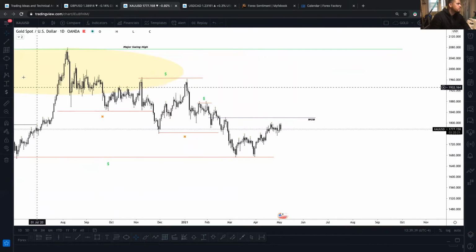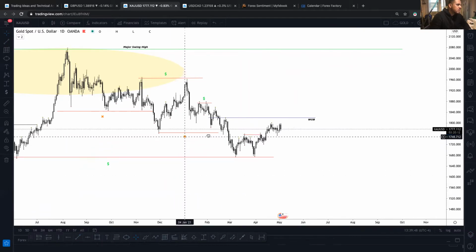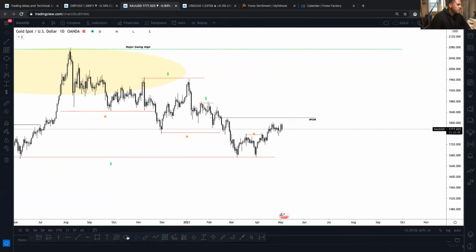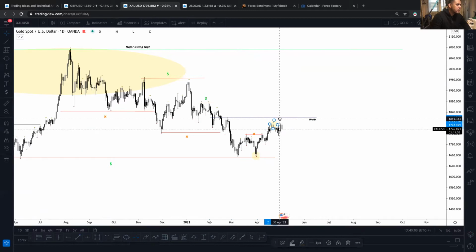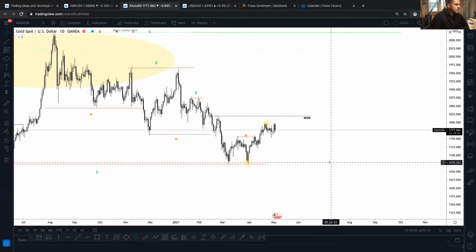This right here was a break of structure. Look at these. You see these equal highs? We ran them, and what happened? This leg right here, up to this leg up here, what is our range on the daily?